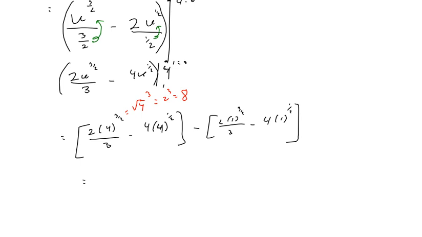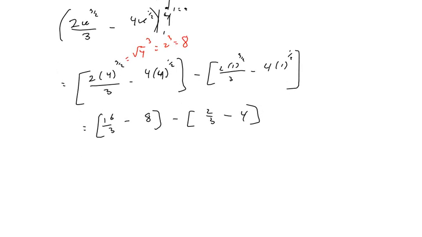2 times 8, that's going to be 16 over 3. Minus, let's see, 4 to the 1 half is 2. 2 times 4 is 8. So that's that first part. Minus 1 to the 3 halves is 1 times 2, that's 2 over 3, minus 4.